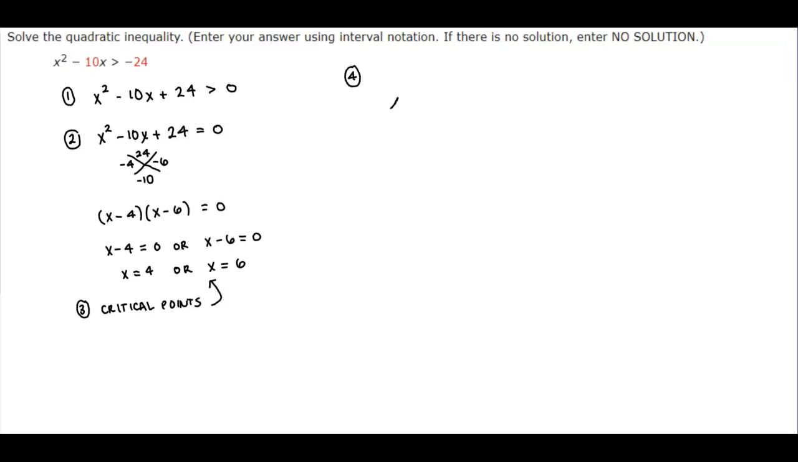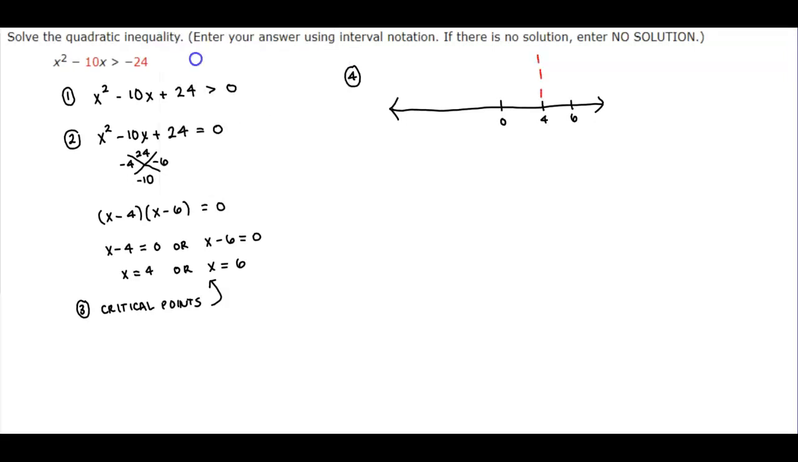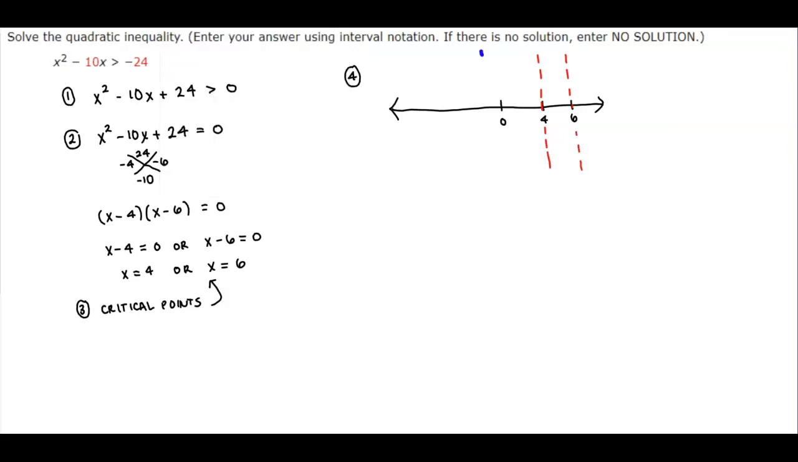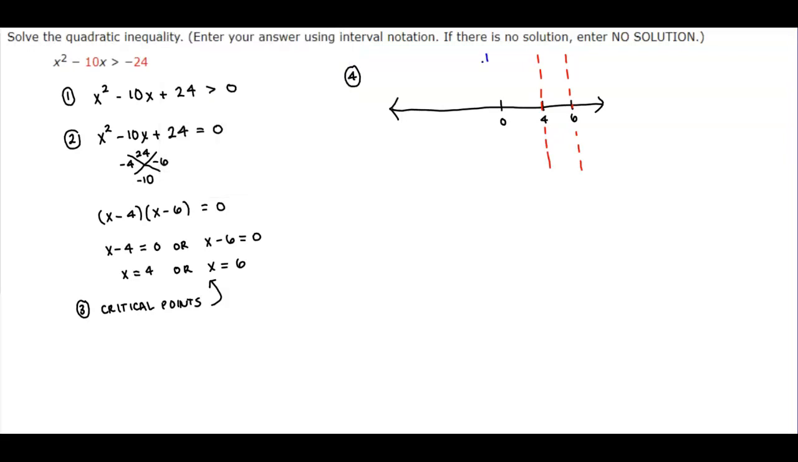Okay, so now we're going to use the number line to create our regions. So we have 0, we have 4, and then we have 6. So now let's go ahead and create our regions going through our critical points. And now we're going to create our intervals. So we have region 1, region 2, and then region 3.